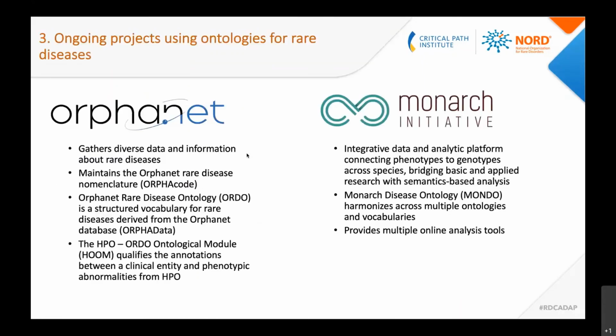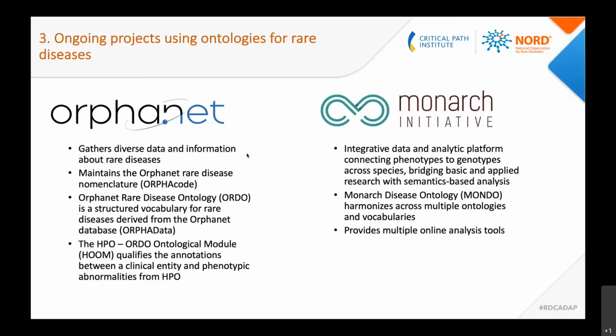Speaking of resources that are already available, I want to give you an example in this next section of 2 projects that are ongoing that are already making use of ontologies to study rare diseases. The first is Orphanet. It's a European-wide project that gathers diverse data and information about rare diseases. It maintains a number of different resources, as I showed you in the earlier slide, including the Orphanet rare disease nomenclature called OrphaCode. It also maintains the Orphanet Rare Disease Ontology, ORDO, and in terms of reusing community ontologies, it includes the HPO-ORDO ontological model, or HOOM, which links annotations between clinical entities and phenotypic abnormalities in the HPO. So it's linking clinical data and phenotype data.